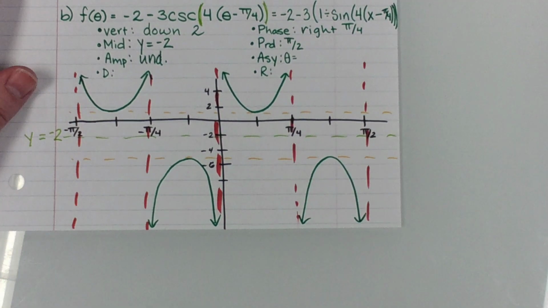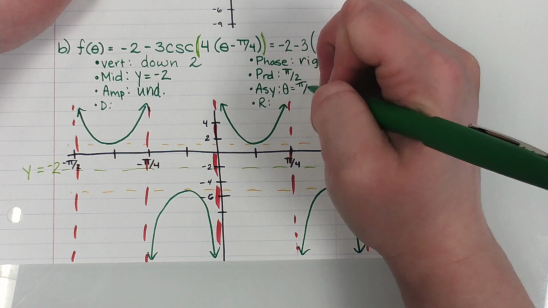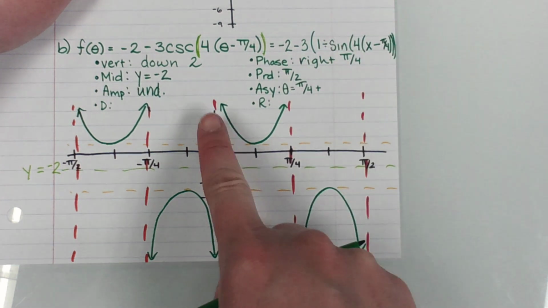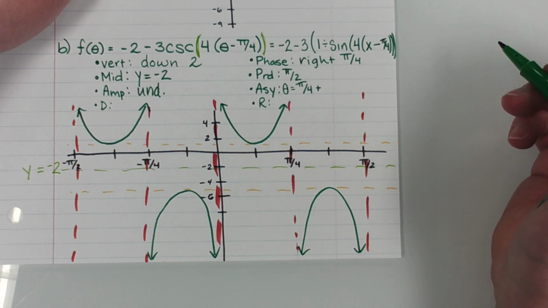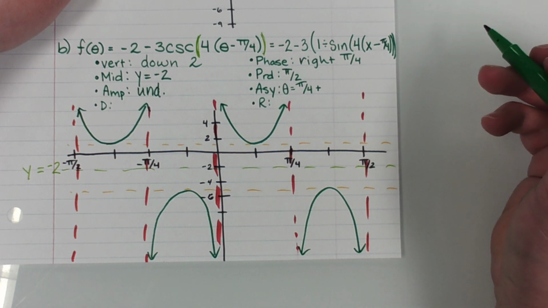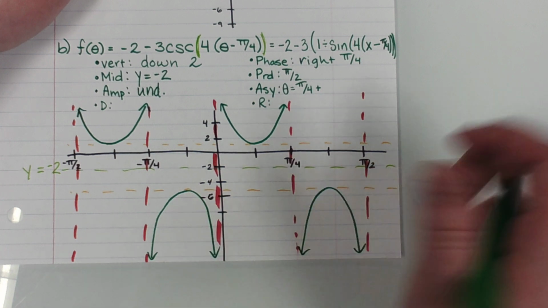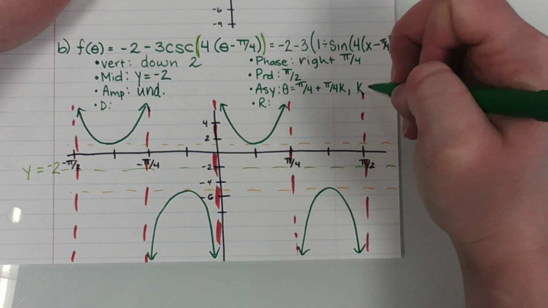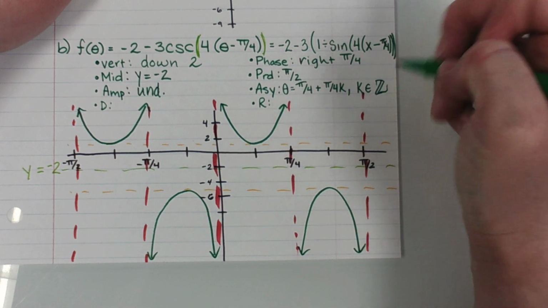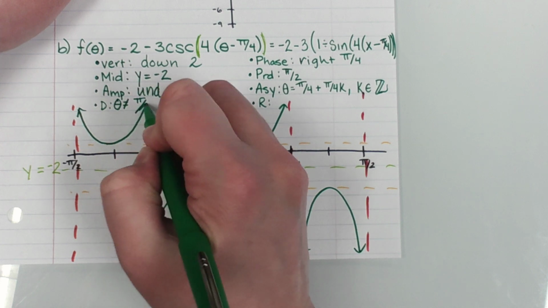My asymptotes are at theta equals pi over 4 is the first one. Or I could have started at 0. I don't know why I didn't. Plus, how far apart are the asymptotes? Two tick marks, which is a pi over 4. K, and don't forget to tell me that K is an integer. Domain: theta is not equal to the exact same thing.